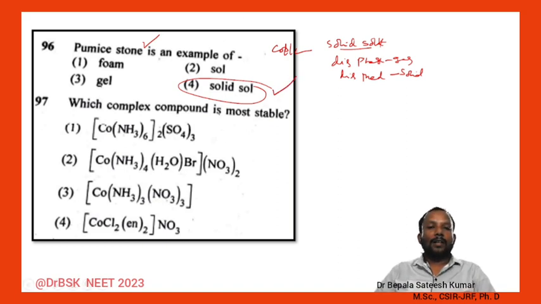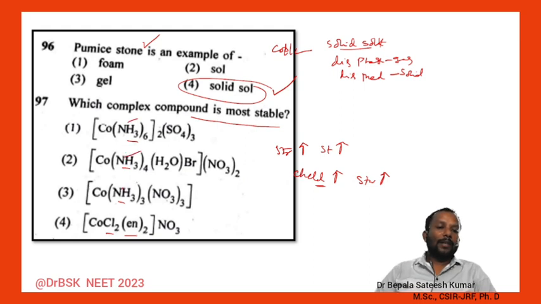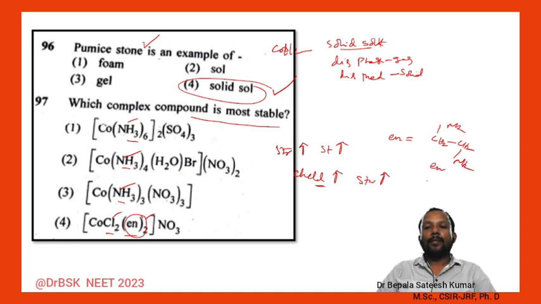Next one is which complex compound is more stable. Stability depends on the EAN rule and many other factors. Strong ligands generally form stable complexes, and chelating ligands also increase stability. Here, ethylene diamine means CH2, NH2, CH2, NH2. It is a bidentate ligand and also a chelating ligand.